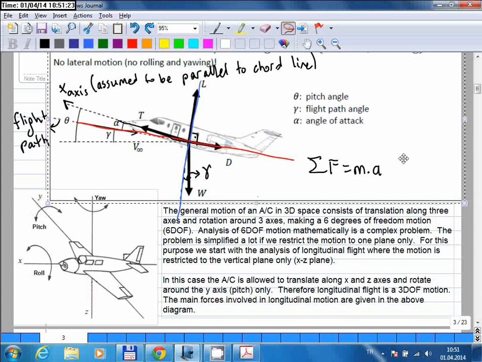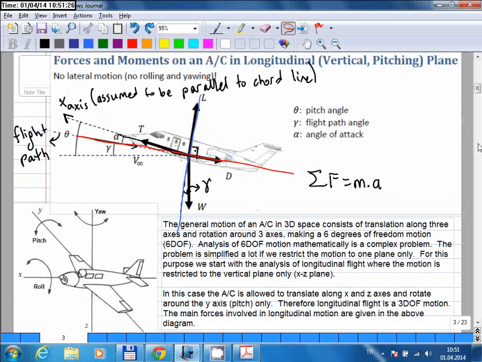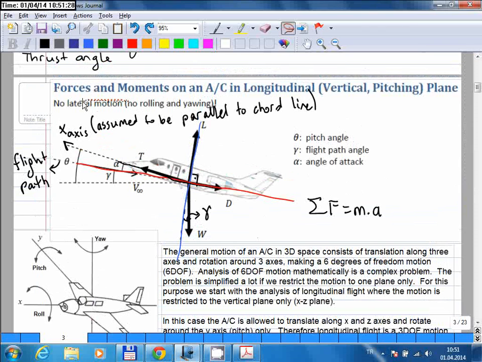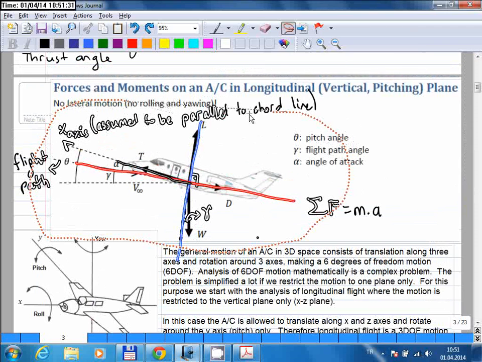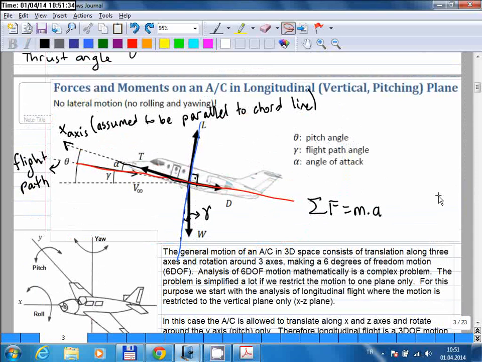Since the motion is in the vertical plane only, we can show all the forces and moments in a two-dimensional view, which you see here. Okay, since we are looking at the most general case here, let's assume that the aircraft is flying with some angles. This red line you see here shows the flight path. That means the aircraft is moving along this path. Okay, so it's climbing actually. This is called the flight path, and the angle it makes with the horizontal is gamma. This is known as the flight path angle.